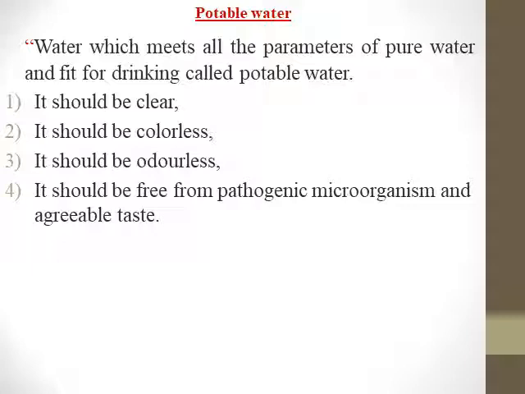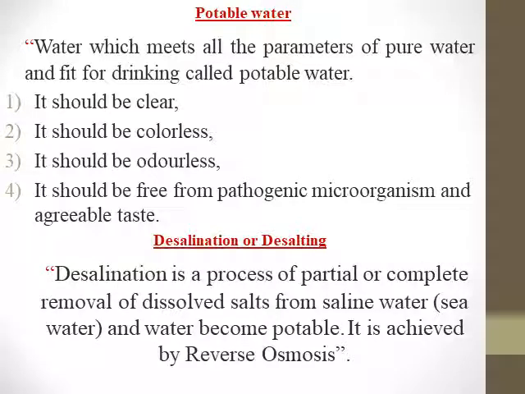Now in this potable water, the process of getting pure water from the saline water, salt water, is called desalination or desalting process. Desalination is a process where the salt is removed either completely or sometimes partially. So the process of partial or complete removal of dissolved salts from the saline water, seawater, so that the water becomes potable, is called desalination.